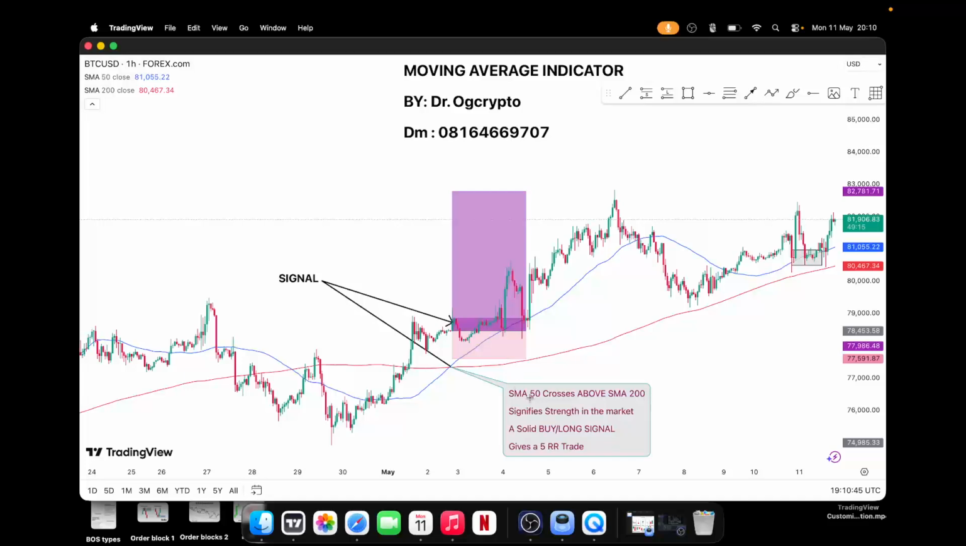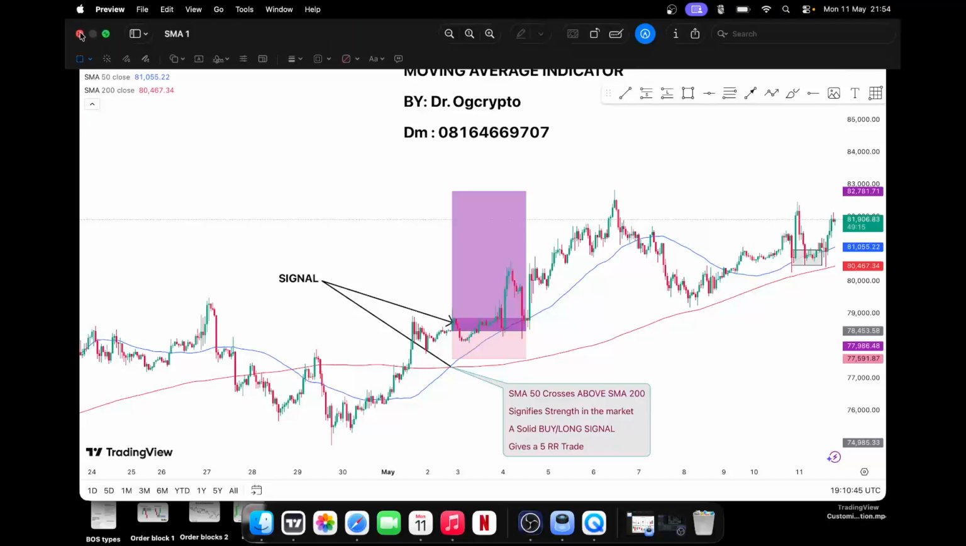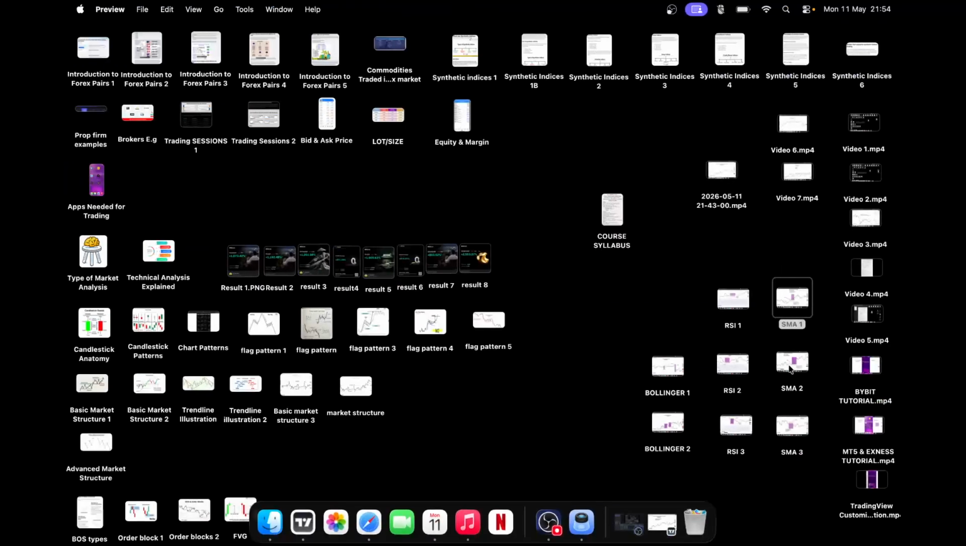You understand? So anytime, in this case, SMA 50 crosses above SMA 200, that's your signal. So you just trace that place to where the chart is. It shows that there's strength in the market, and that's a solid buy signal. So you buy. So I did that. If I enter with $100, I will have made $500 from this trade. So that is that about SMA 50. Let's check more examples.